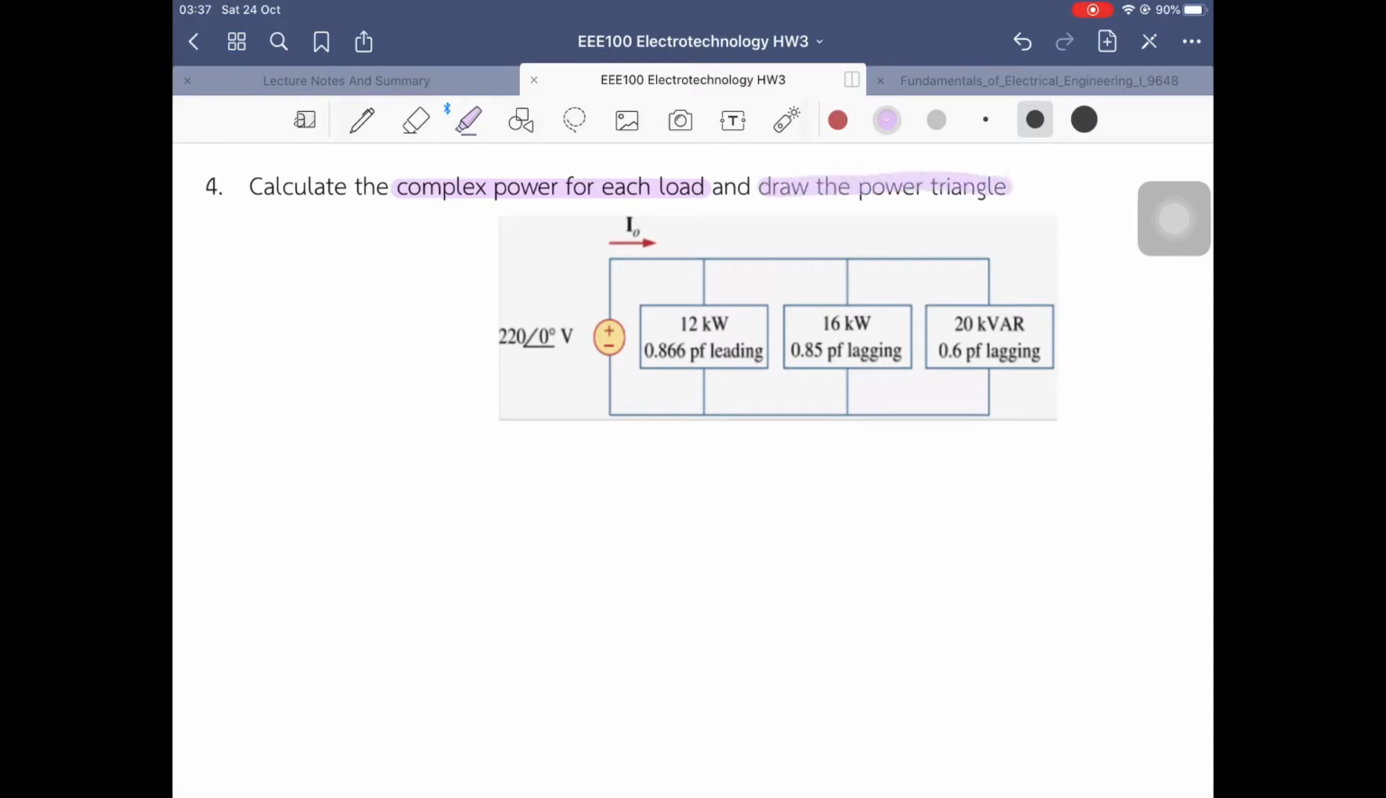Yes. So you know that complex power consists of S equals P plus or minus jQ, and it depends. So we have load 1, load 2, and load 3. And we know that all the loads are different in the PF, which is leading or lagging. If it is leading, it means that the load is capacitive, and if it is lagging, it means that it is an inductive load.